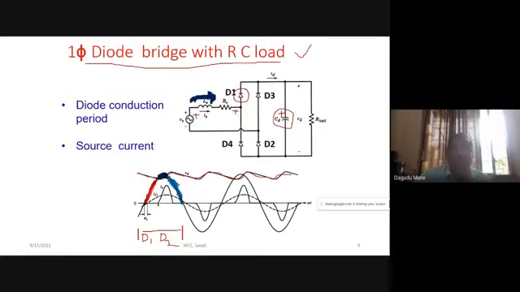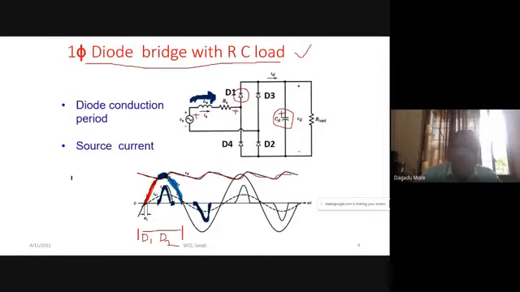That is why, as we have seen, current is taken from the supply for a very short duration. So for how long is current taken from the supply? In the positive half cycle, maybe for 70 degrees. A similar situation happens in the negative half cycle. Again D3 and D4 are not conducting for 180 degrees; they conduct just for a period of 70 degrees, and the negative side current will be taken like this.